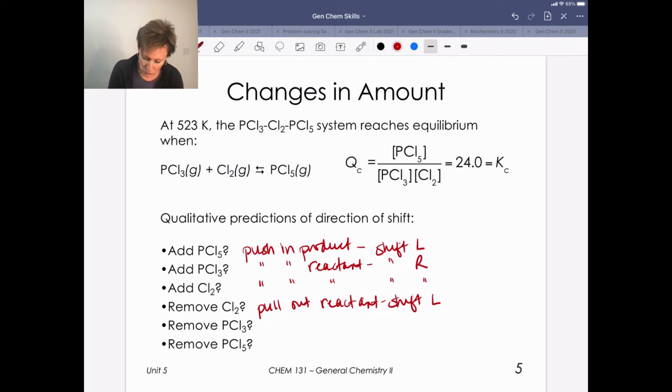Removing PCl3, well, that's also a reactant. So pull out a reactant, I'm going to shift left. Removing PCl5, that's pulling out a product. And so now I'm going to shift right. It's as simple as a push-pull analogy.